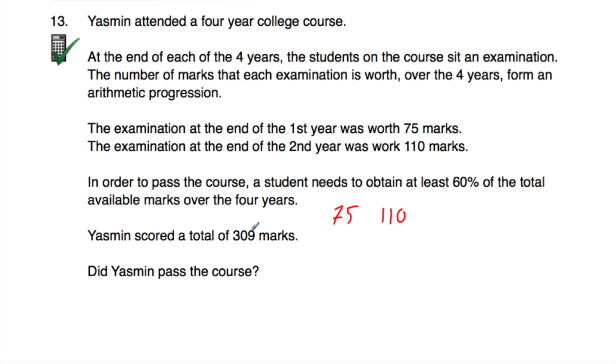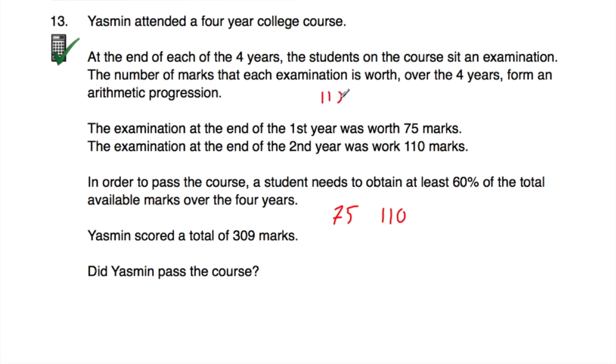And she scored 309 marks, and the question says, did Yasmin pass the course? Okay, so let's work out how many marks each of the examinations is worth. So we've got 75, that's how many marks are available in the first year exam. The second year exam is worth 110 marks. Now, because it's an arithmetic progression, it's going to get bigger by the same amount each time.